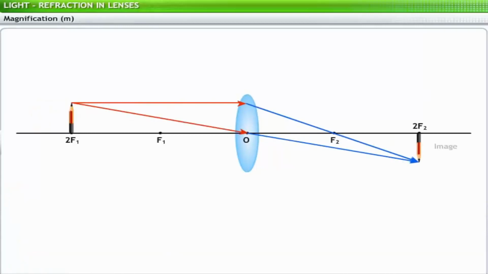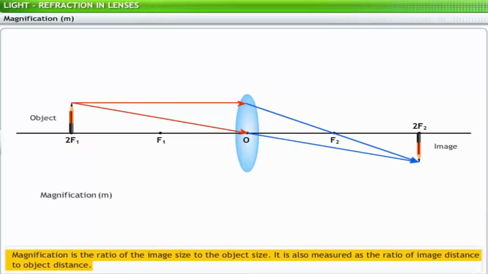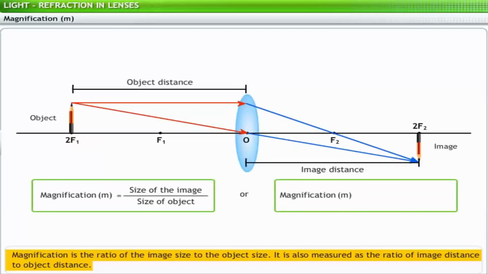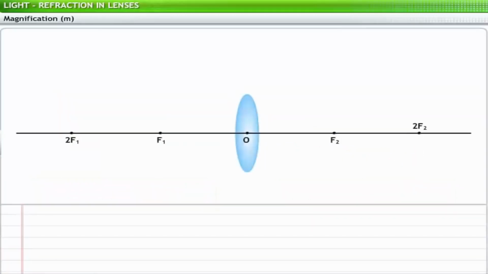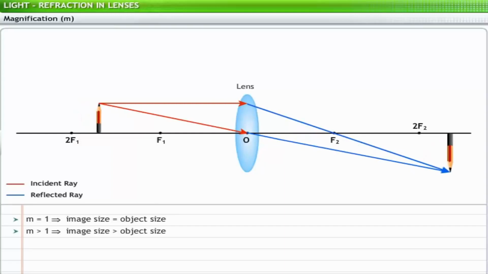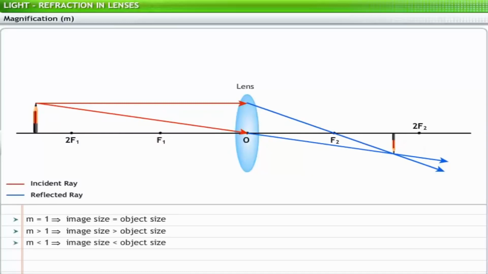You can determine the size of the image of an object if you know the magnification of a lens. Magnification, denoted by small letter m, is the ratio of image size to object size. It is also measured as the ratio of image distance to object distance. Thus, magnification is unity when the size of the image is equal to the size of the object. Magnification is greater than 1 when the size of the image is greater than that of the object. Magnification is less than 1 when the size of the image is less than that of the object.